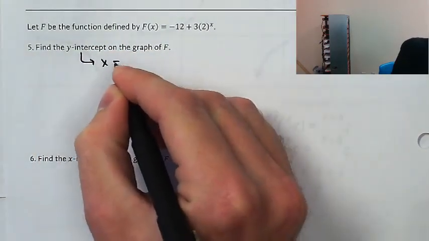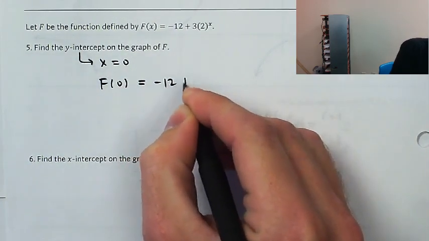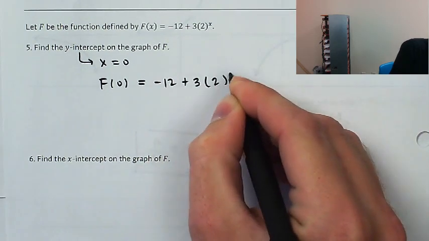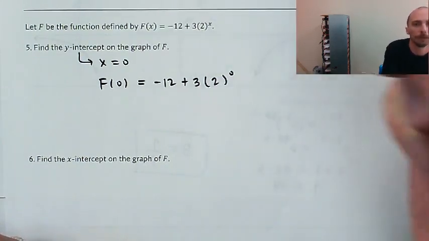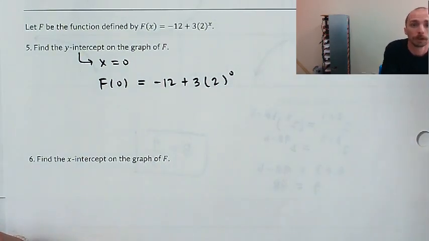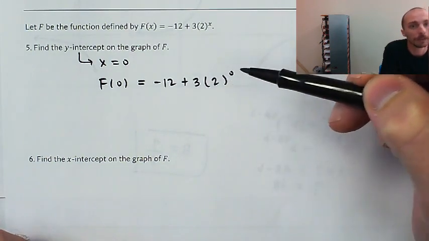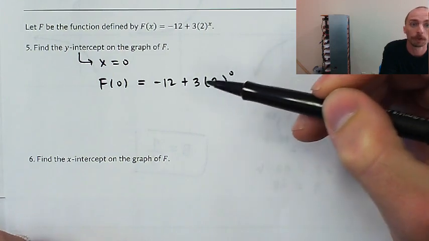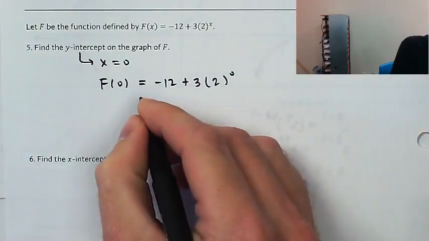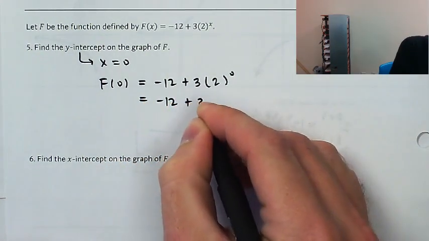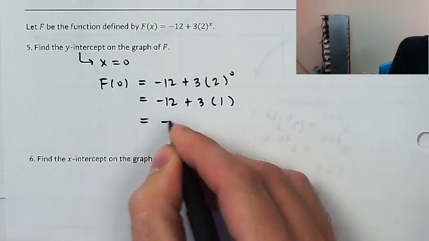So I'm going to plug in x equals 0, and f of 0 will equal negative 12 plus 3 times 2 to the 0. And I did this for a reason. I wanted to really emphasize, right now we're really emphasizing PEMDAS. Remember, exponents before multiplication by 3. So this is not 6 to the 0 power. It's 2 to the 0, exponents before multiplication. So 1 from 2 to the 0 times 3. So this is negative 12 plus 3 times 1. And that's going to be negative 12 plus 3, which is negative 9.